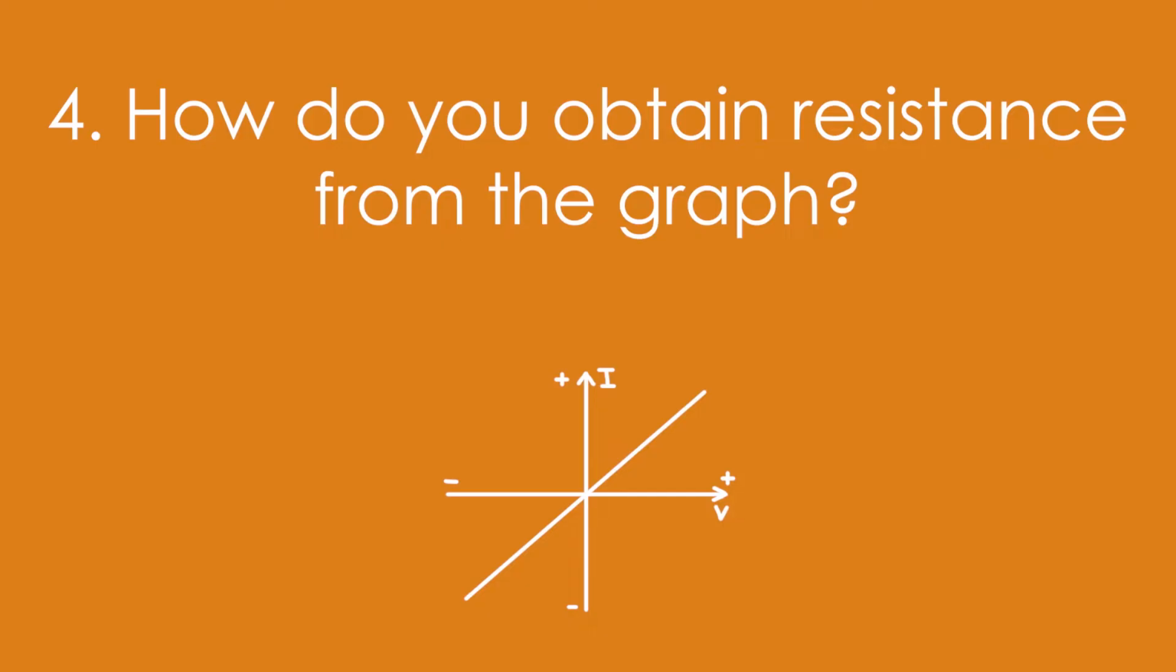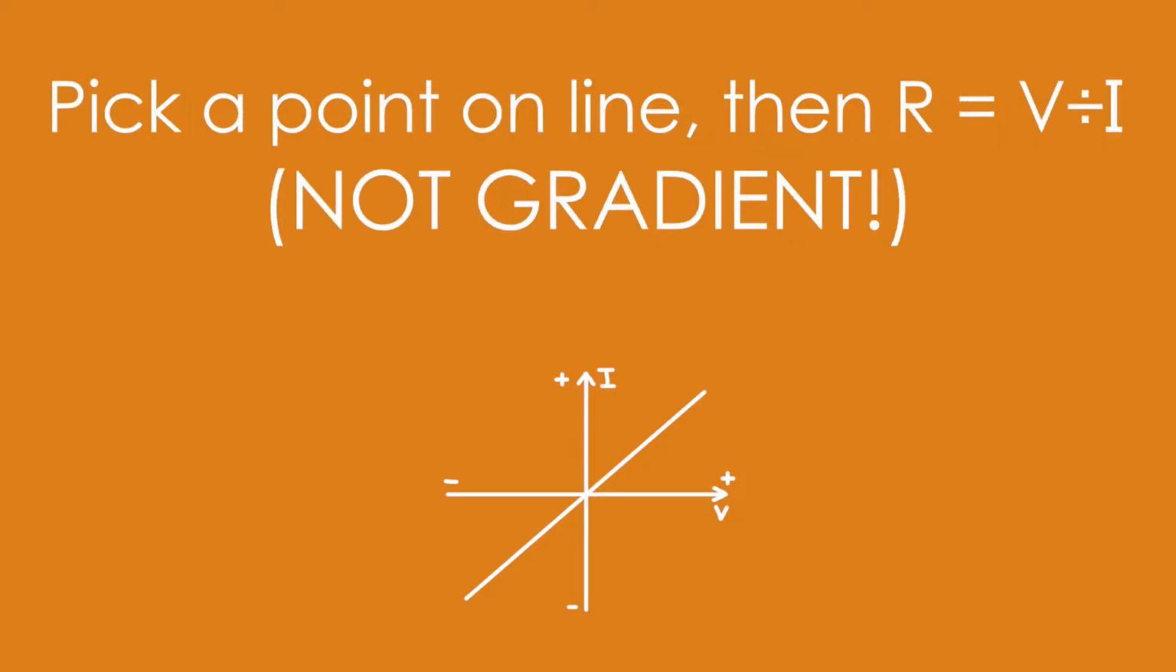4. How do you obtain the resistance from the graph? You pick a point on the line and then you rearrange Ohm's law to get R equals V divided by I. It's not the gradient like some people are led to believe.